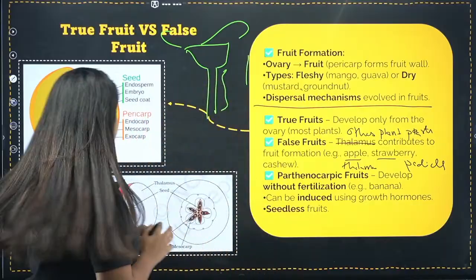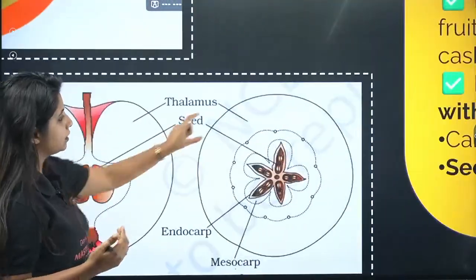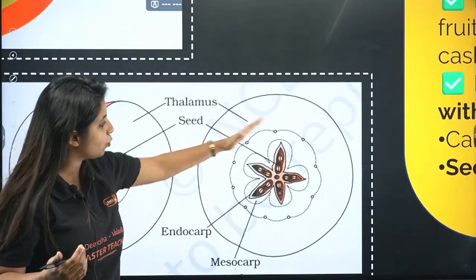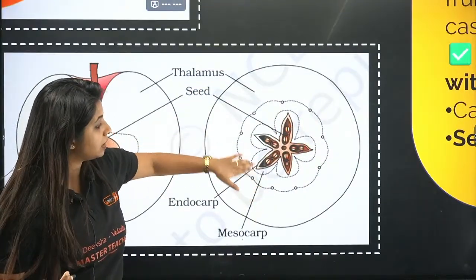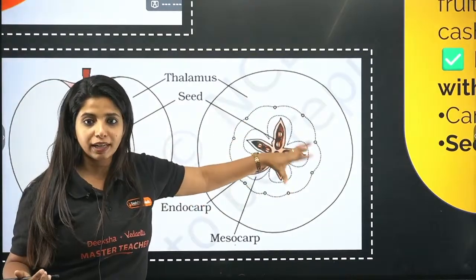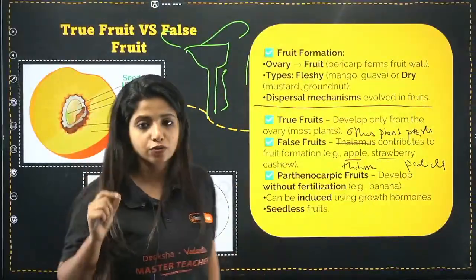Cool. Before that, this is a picture of apple that is given in your NCERT, and they have clearly mentioned that the thing that we eat is actually the thalamus, and over here you have the seed, and just outside the seed you see endocarp, mesocarp and everything. This is a part of the ovary. So ovary is also there, but inside. Please know the labelings. These are very, very important for you guys to remember.